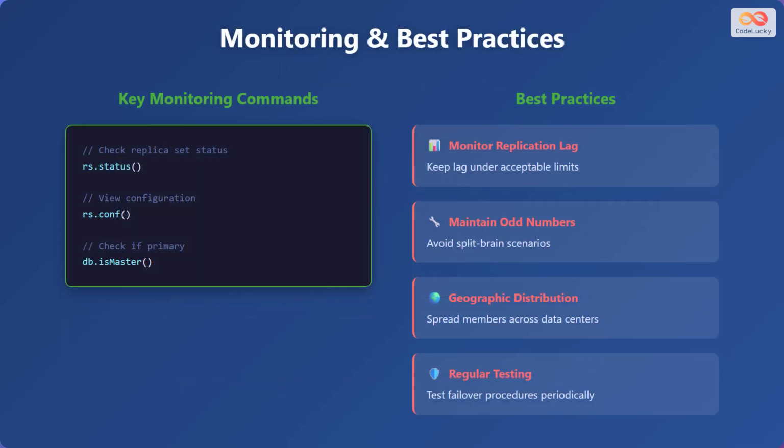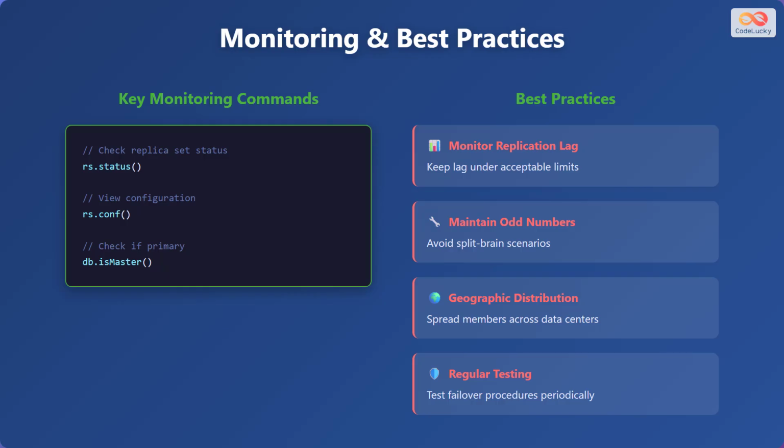Effective monitoring and adherence to best practices are crucial for maintaining a healthy replica set. Key monitoring commands include rs.status, which checks the overall status of the replica set, rs.conf, which views the current configuration, and db.isMaster, which verifies if the current member is the primary.